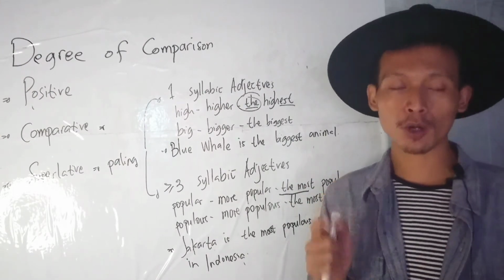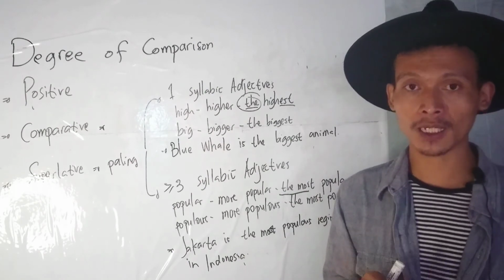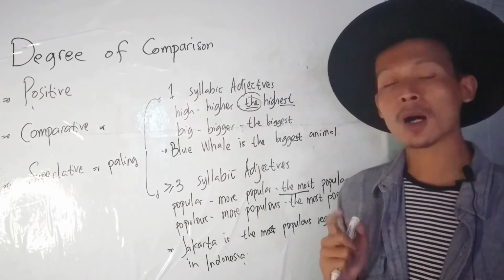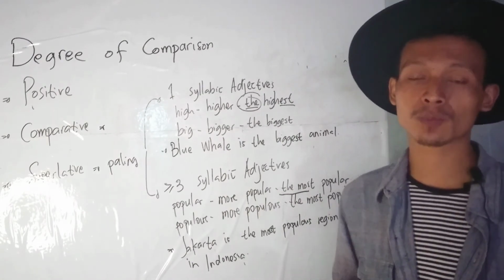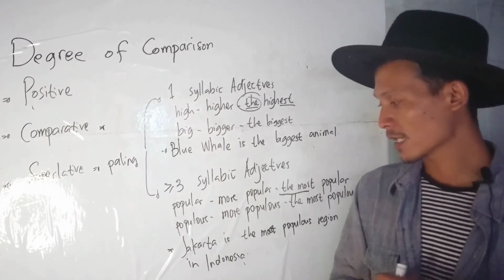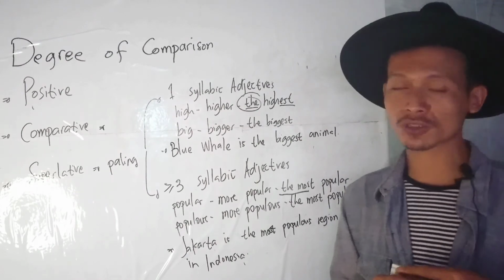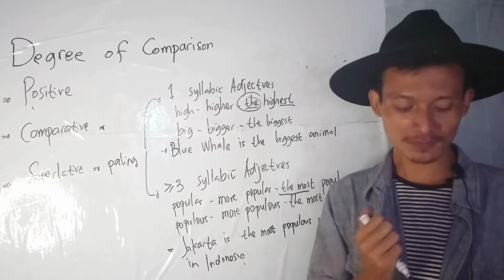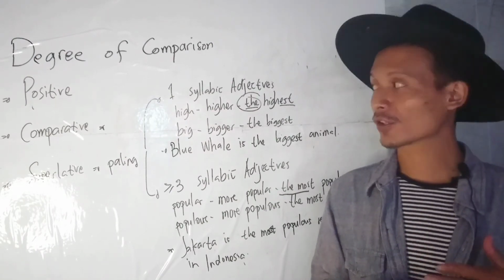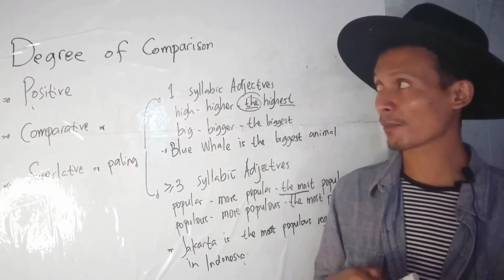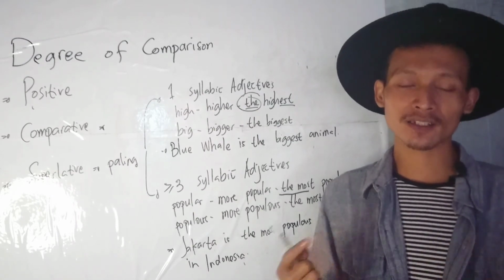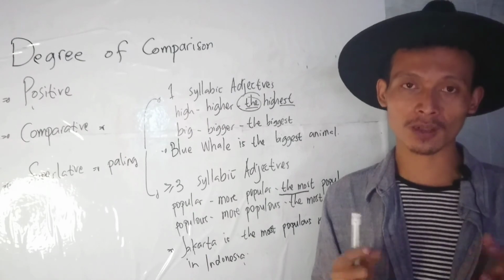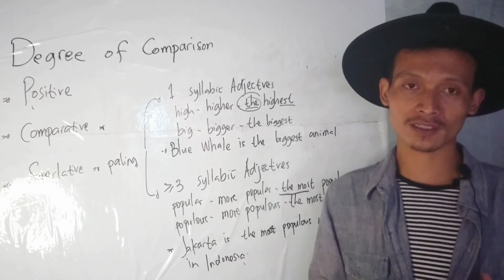For instance, popular, more popular, and the most popular. And then populous, more populous, and the most populous. For instance, Jakarta is the most populous region in Indonesia. Alright, so those are the discussion of degree of comparisons. For the other discussion to prepare writing task 1 for comparative graph, I'm going to discuss it later on.